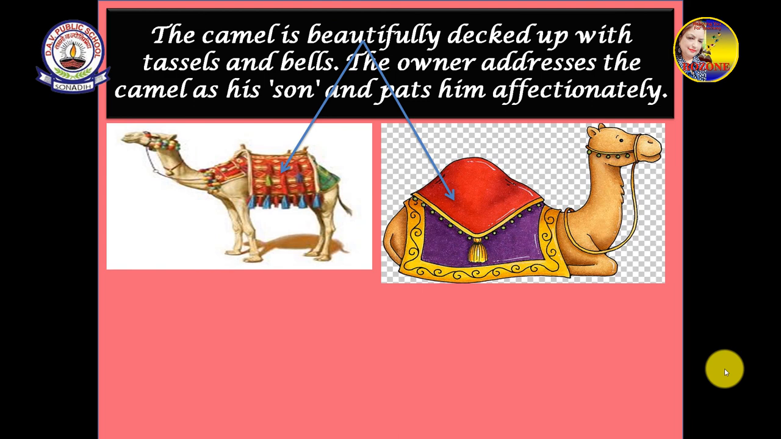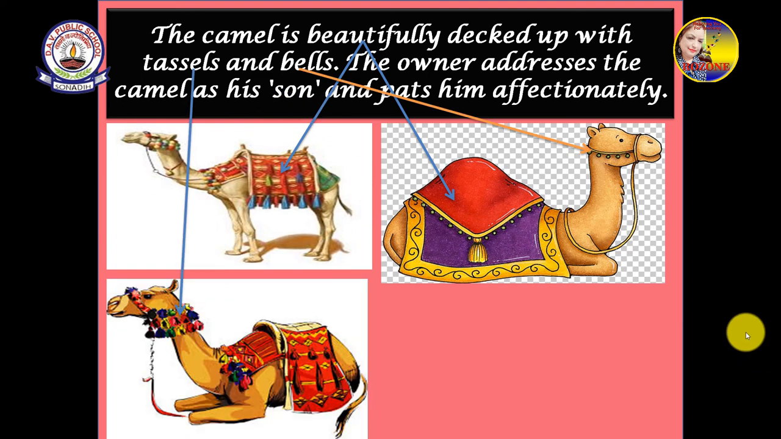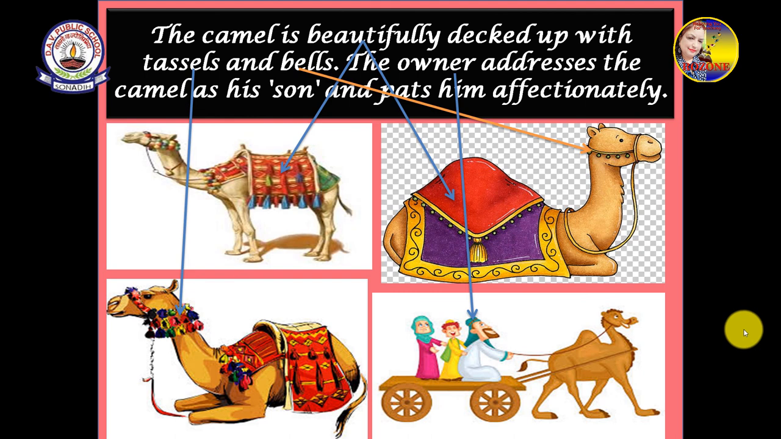The camel is beautifully decked up with tassels and bells. The owner addresses the camel as his son and pats him affectionately. You see, all the owners of camels decorate the camels with many types of decorative items like tassels. These are the different tassels, then bells, you can see, and these are different decorative items, and the owner calls this camel his son. And he pats him, just like when you do some good things, your mommy and daddy pat you gently on your back with their hands.